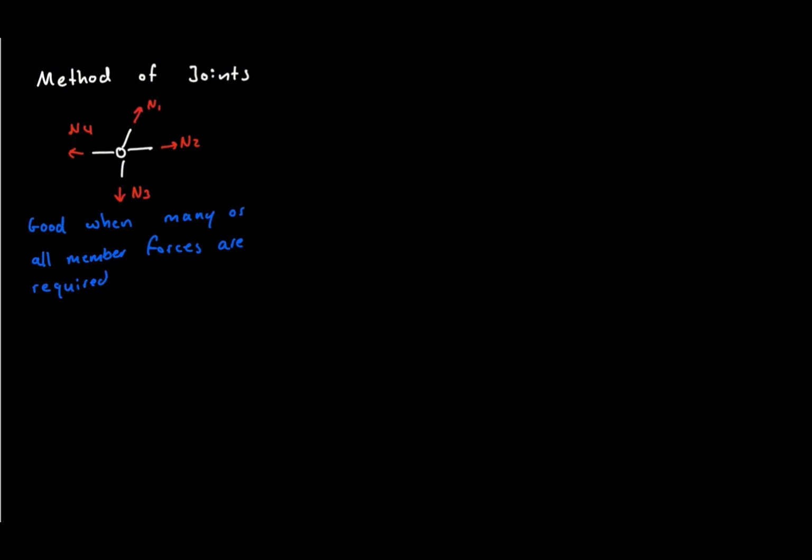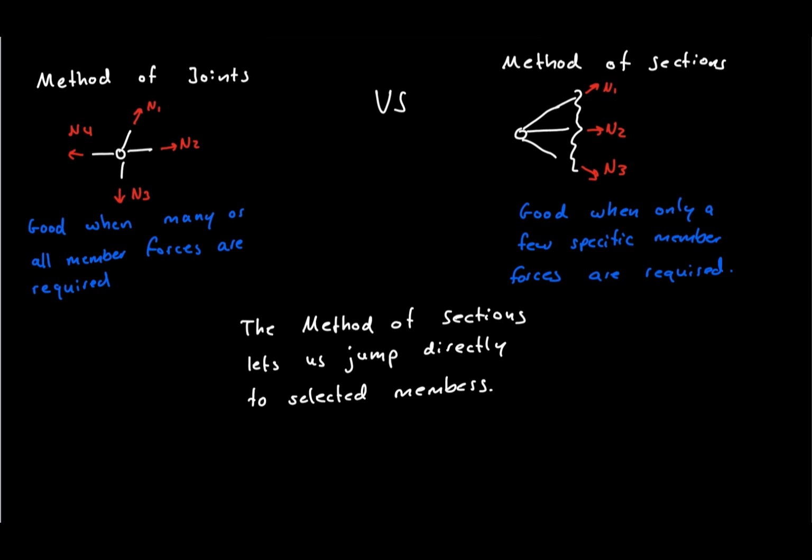But what if we only want three specific member forces in a large truss? Do we really have to solve all the joints between us and those members? No. Instead, we can use what is called the method of sections. The basic idea is surprisingly simple.